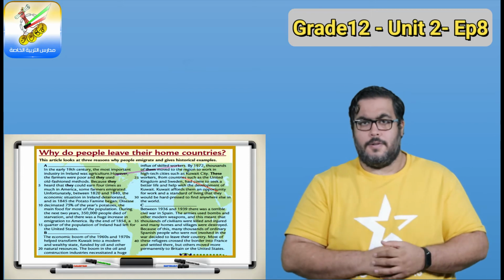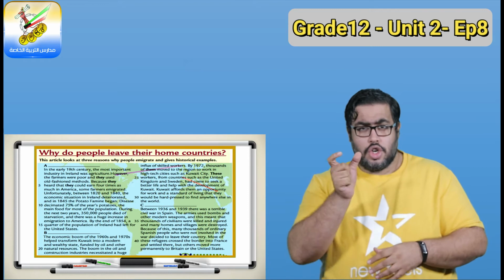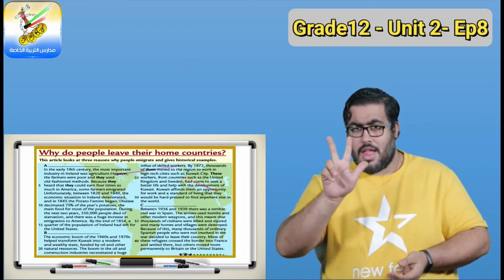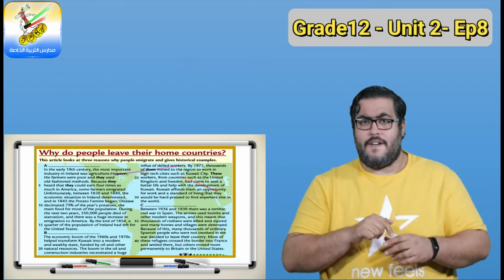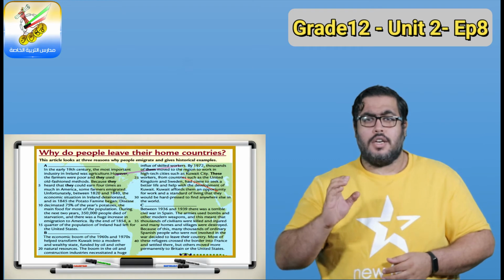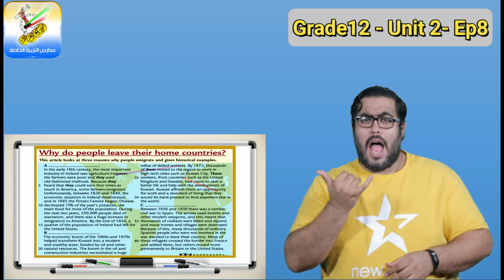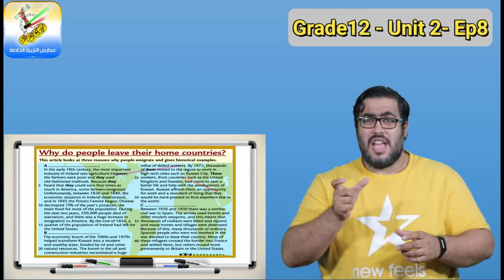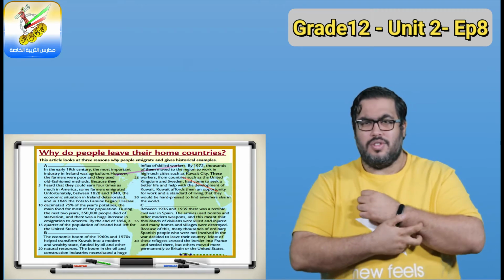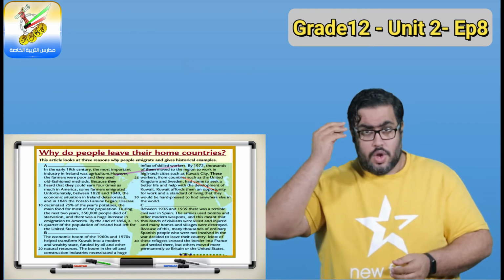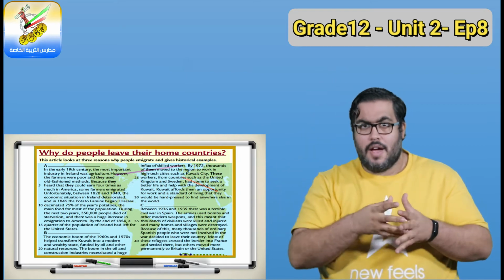Let's start reading the article. Why do people leave their home countries? This article looks at 3 reasons why people emigrate and gives historical examples. In the early 19th century, the most important industry in Ireland was agriculture. However, the farmers were poor and they used old-fashioned methods. Because they heard that they could earn 4 times as much in America, some farmers emigrated.